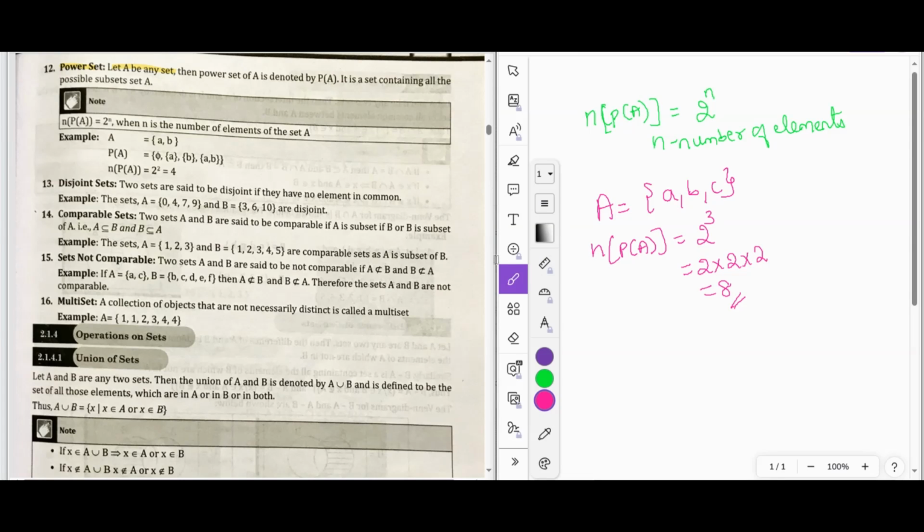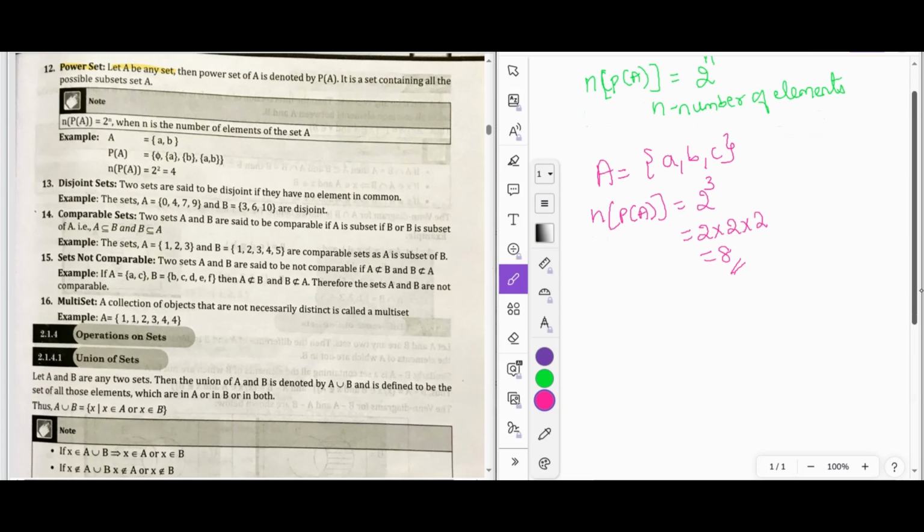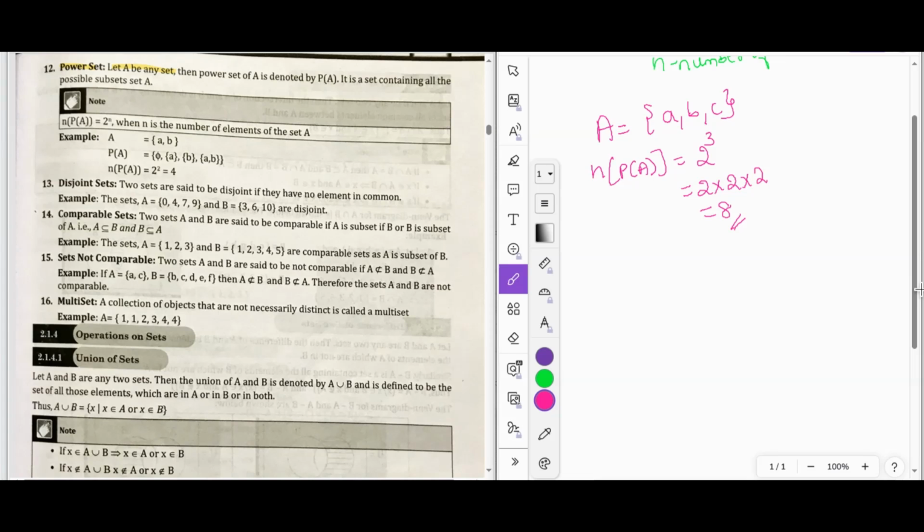Then the next one you have. Now, what are the subsets? How can we find the subsets here? See, here we have 8 subsets. So how do we find the subsets from the given set?